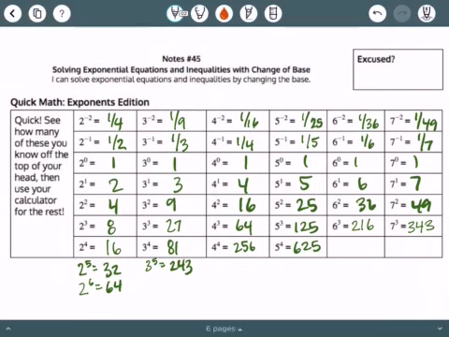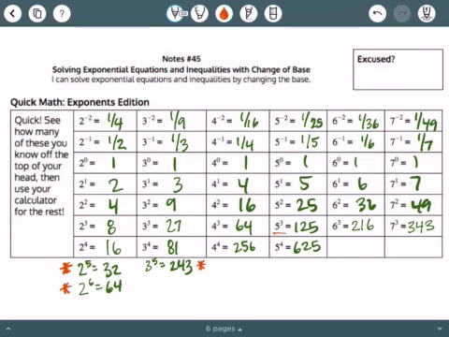So you should have your chart filled out here. I added a couple here. 2 to the 5th is 32. That can be really important to know. And 2 to the 6th is 64, and then 3 to the 5th is 243. So those can be super important to know.